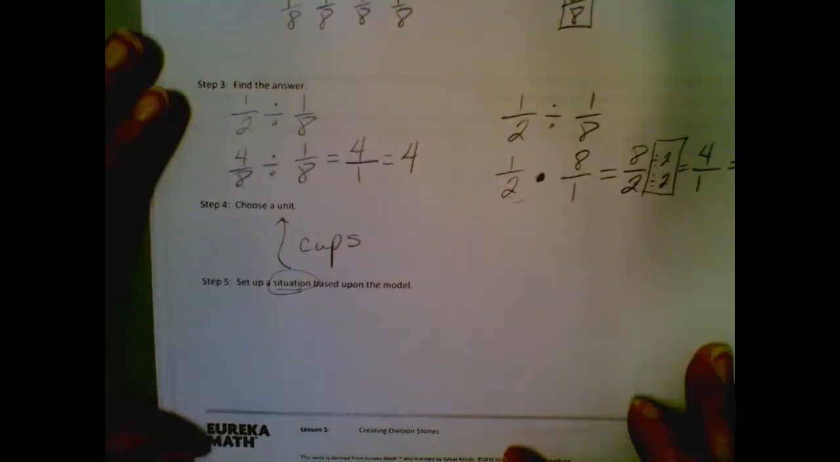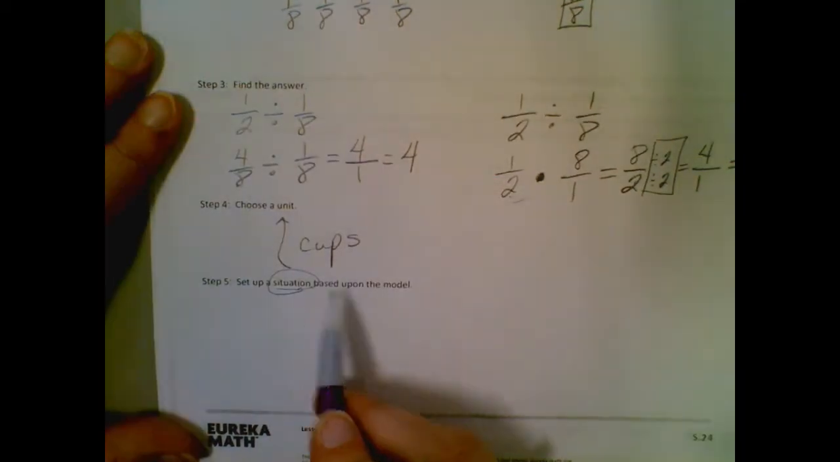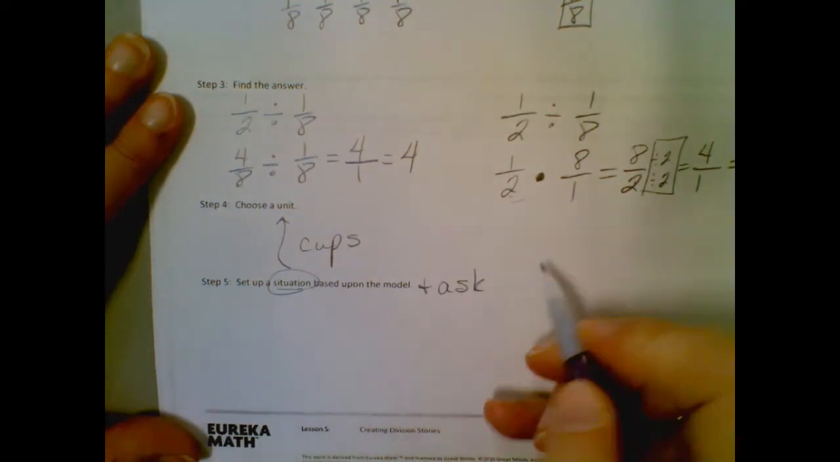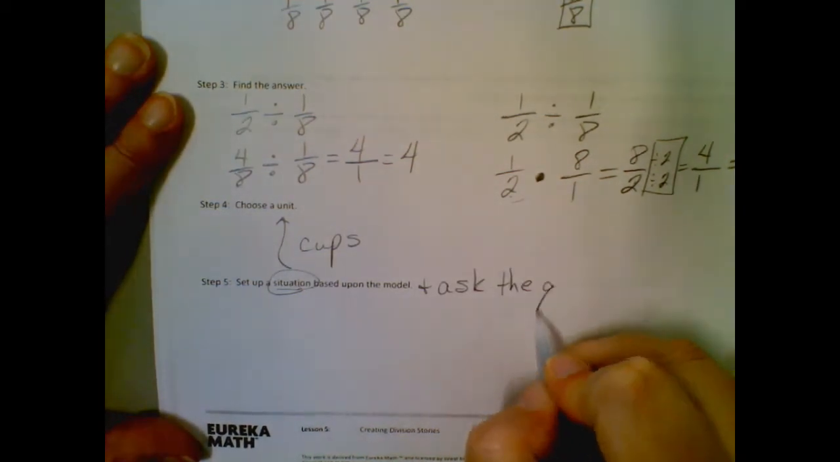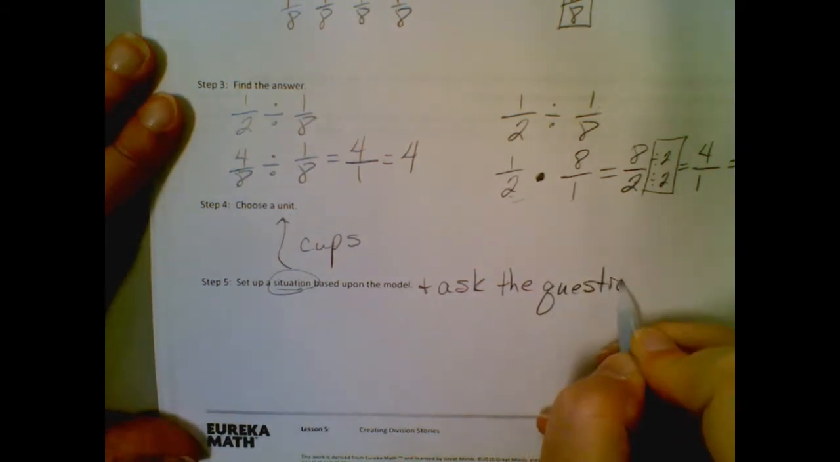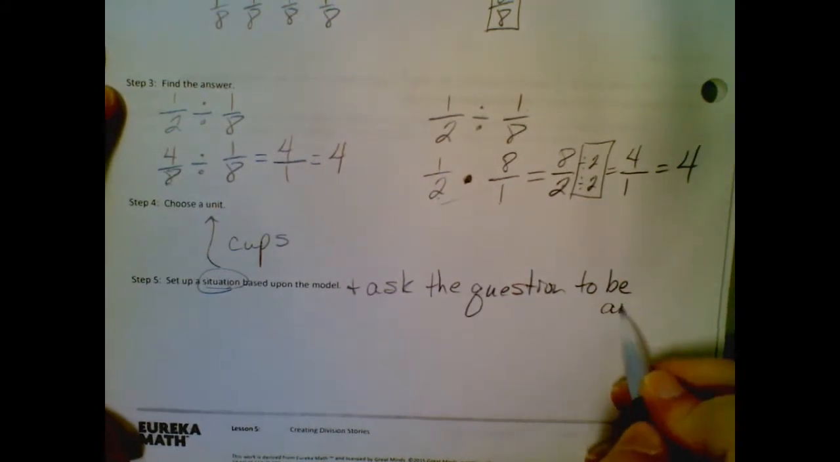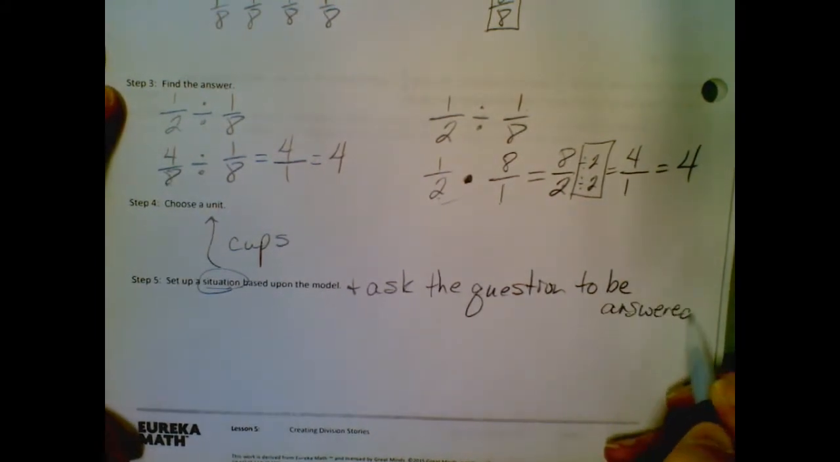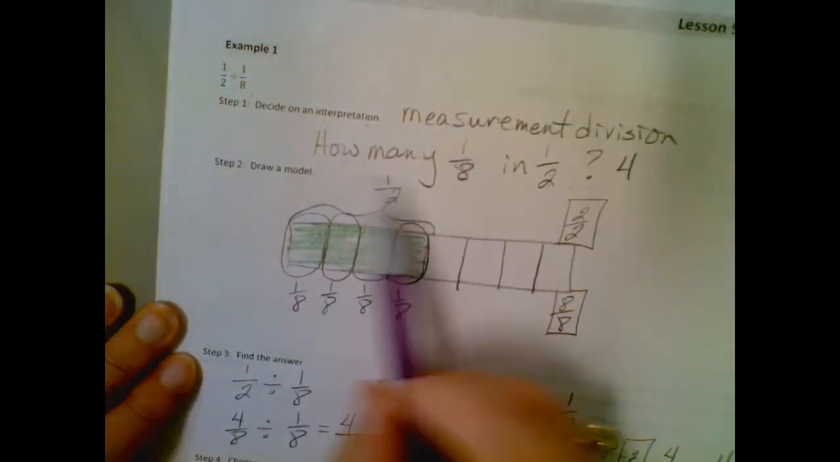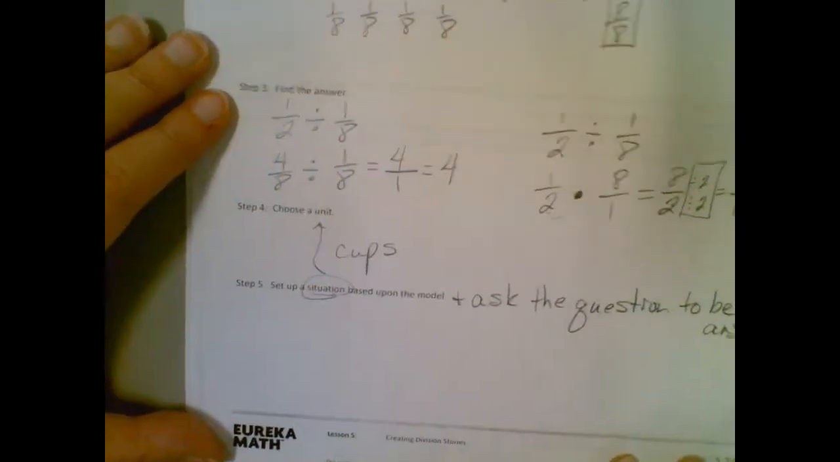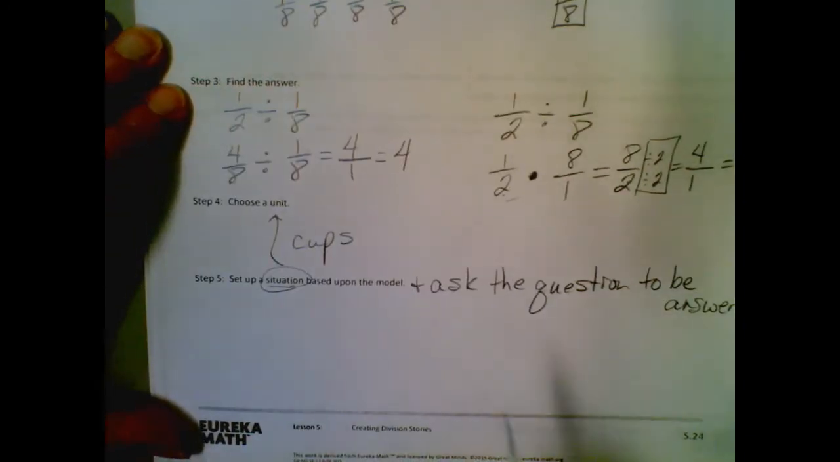Okay, so for my example, I've got a problem. Set up a situation based upon the model and ask the question to be answered. And the question to be answered is how many 1/8 in 1/2, or 1/2 broken into groups of 1/8. So my scenario is going to look like that.